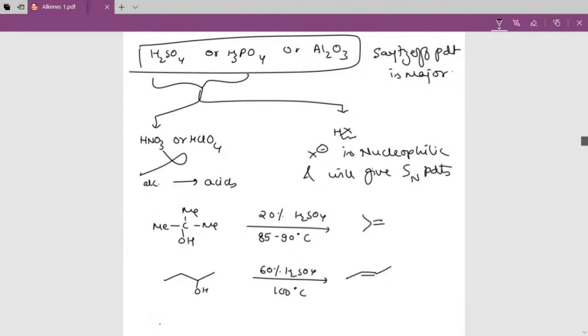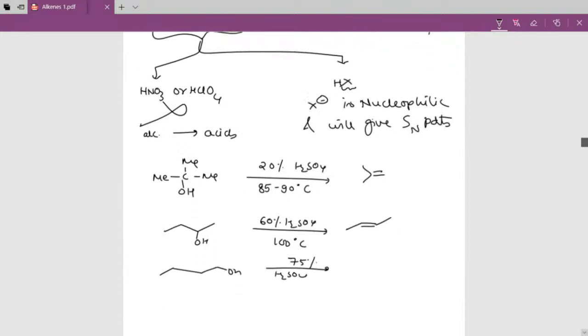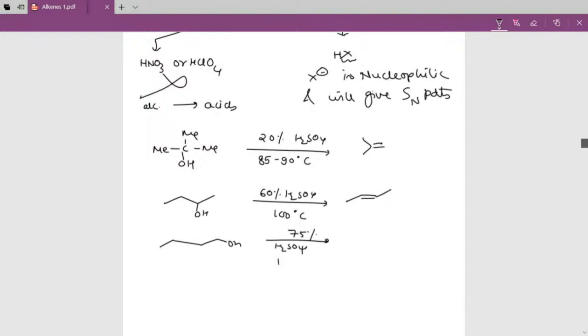If I take 1 degree alcohol, then I need 75% H2SO4. See, the strength of the reagent is increased and the temperature is 140 degrees centigrade. Still the rearrangements will be there and I'll get 2-butene as a major product. If I take ethanol, the alkene is totally non-hyperconjugative. I need 95% H2SO4 and the temperature has to be around 170 degrees centigrade. Then I can produce ethene.